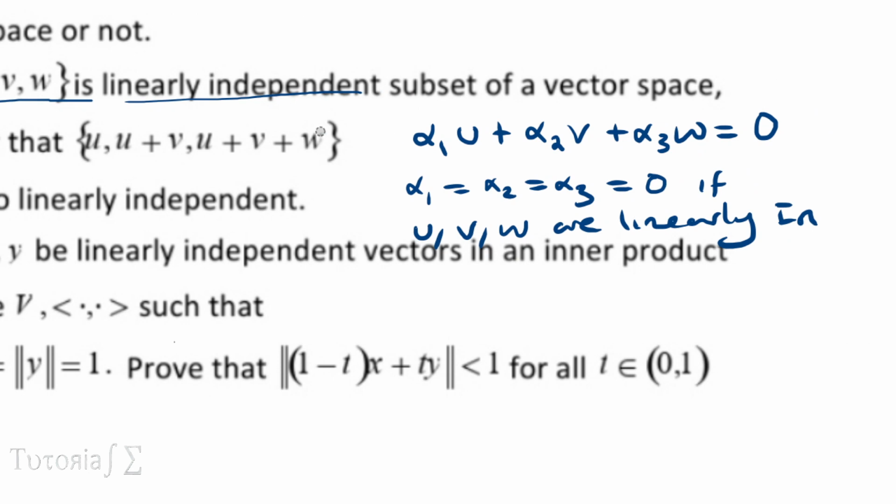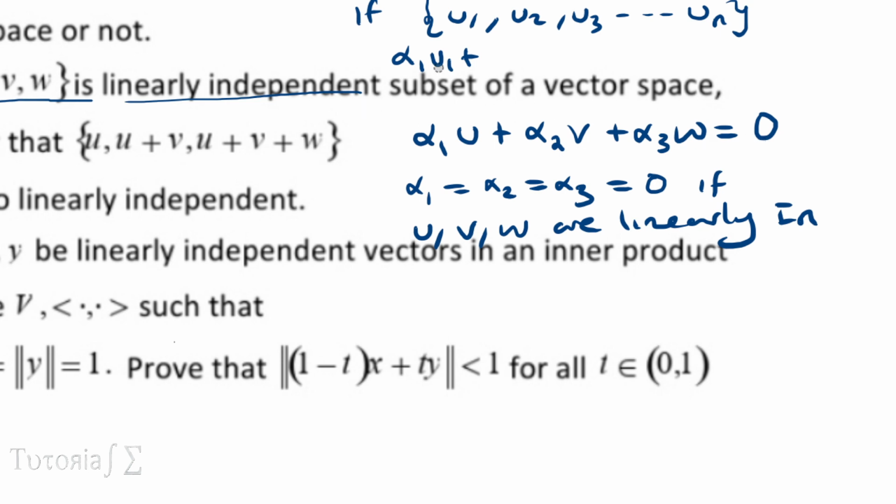So they can even be infinitely many vectors. So for instance, if you have a set u1, u2, u3 all the way to un. So first of all, we need to write these as a linear combination. So that is alpha 1 u1 plus.